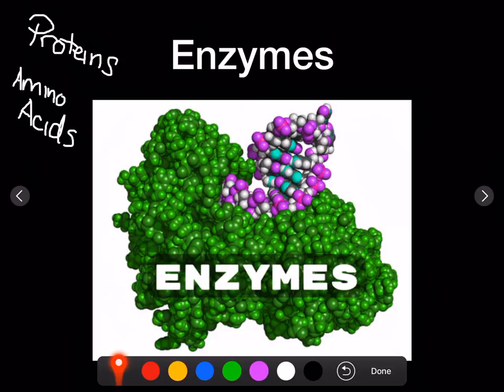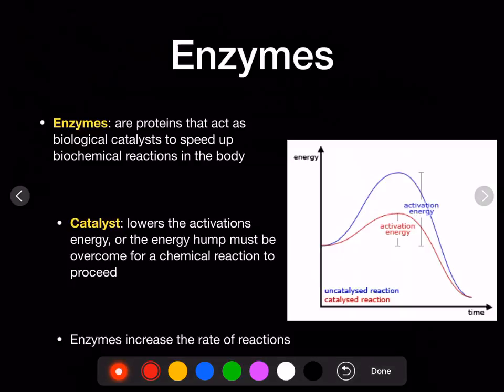Okay, so we're going to talk about enzymes. Remember, enzymes are proteins, protein molecules. Proteins, that's something we really need to know. But these proteins act as a biological catalyst. And what this simply means is they speed up reactions in our body. So what enzymes do is they're what's known as catalysts.